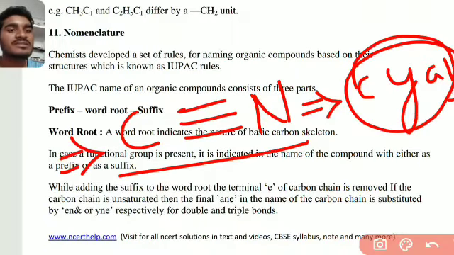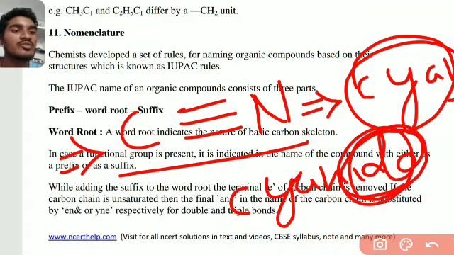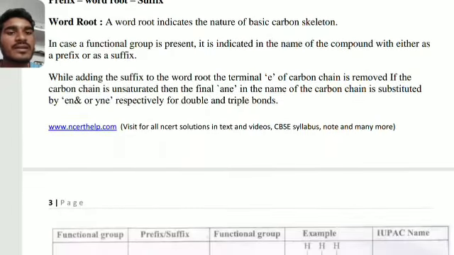Cyano is a prefix, and cyanide, the ide, is a suffix. When the compounds are given, we name the first prefix, then after that the suffix. Okay, this is the word root pattern. Now we'll see the table format, where we use the suffix and prefix.